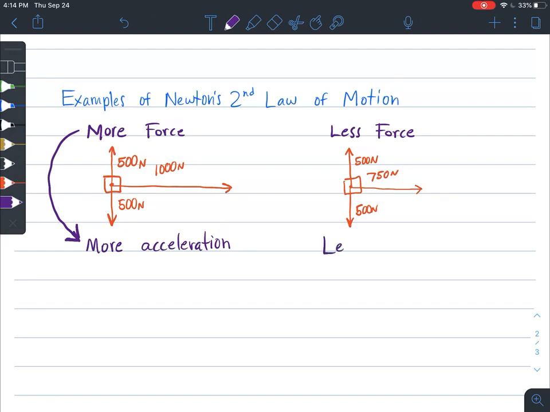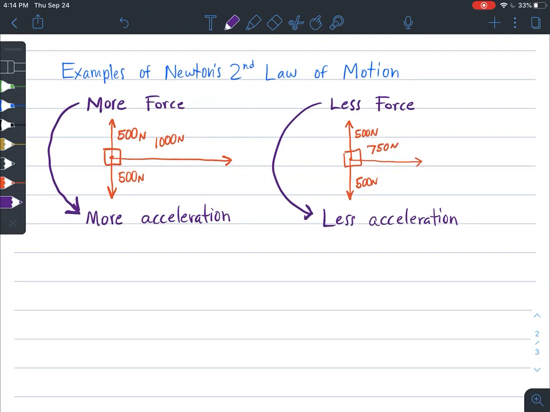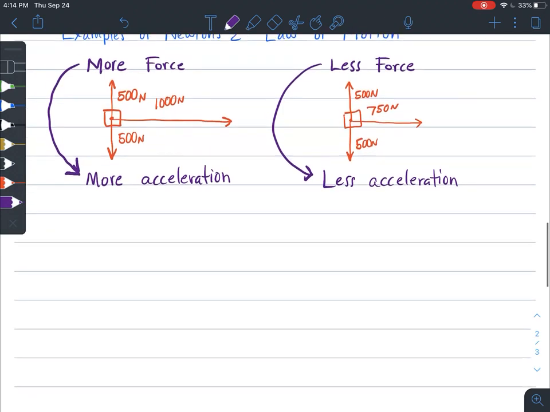And the opposite is true. If we applied less force, then we would have less acceleration. It'd be harder to change that object's direction or its speed. So more force, more acceleration; less force, less acceleration.